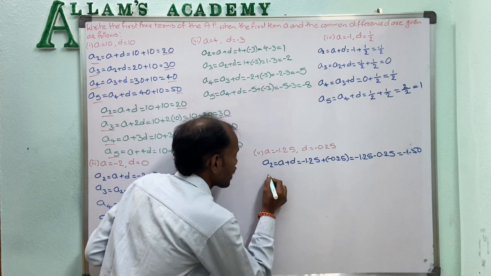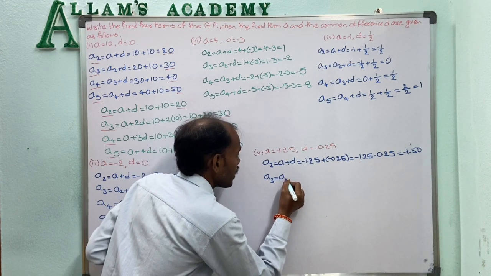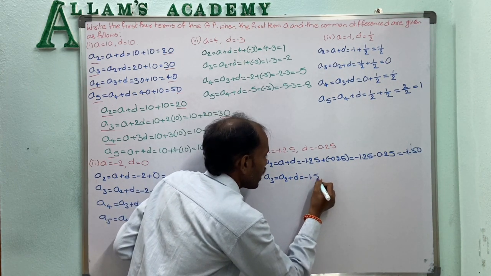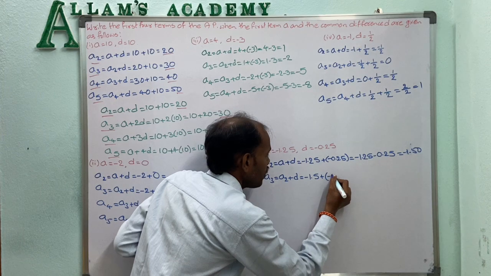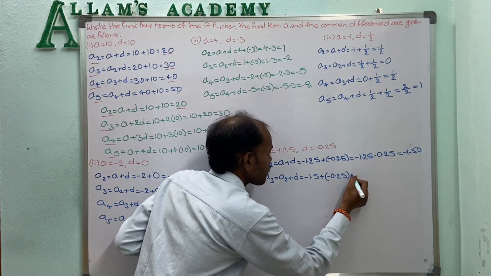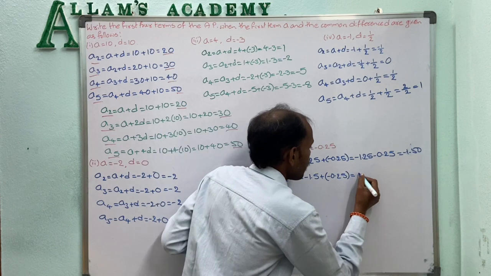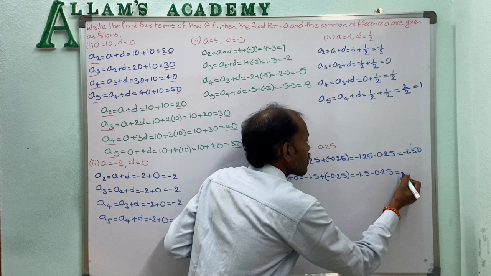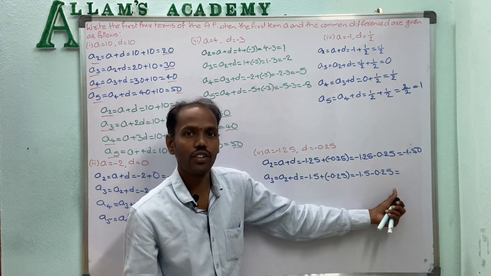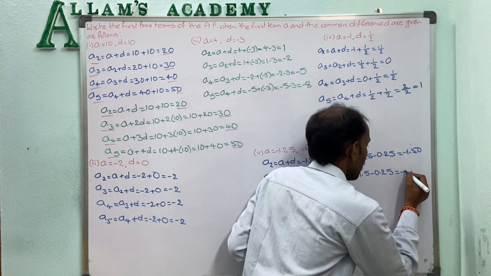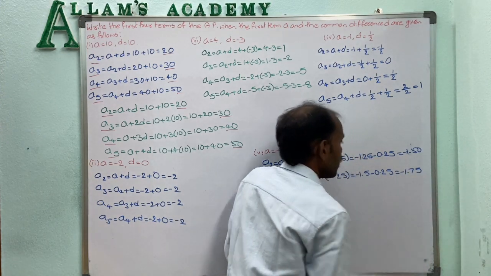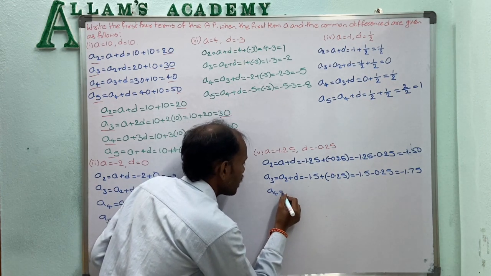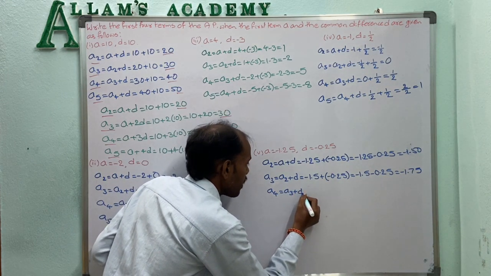Now the third term A3 is equal to A2 plus D. That second term is minus 1.5 plus of minus 0.25. So plus into minus is minus. So minus 1.5 minus 0.25, then it becomes minus 1.75.